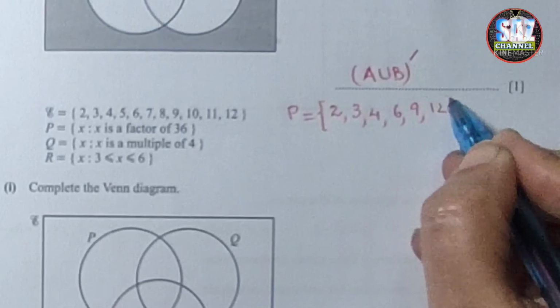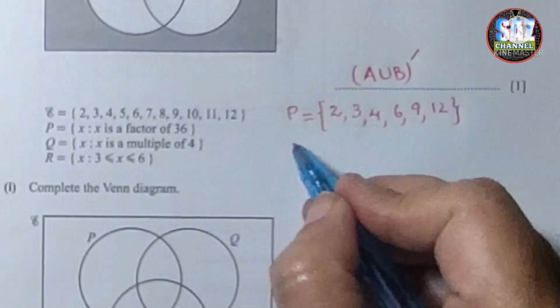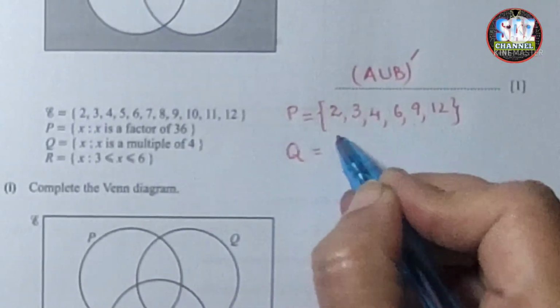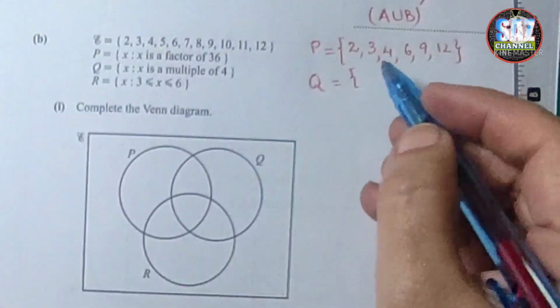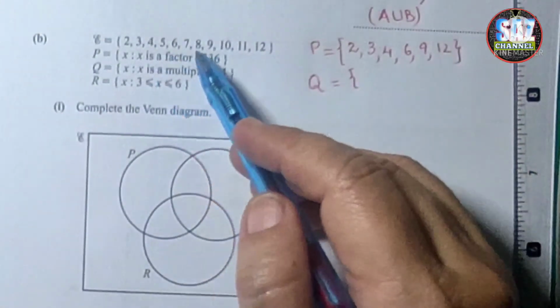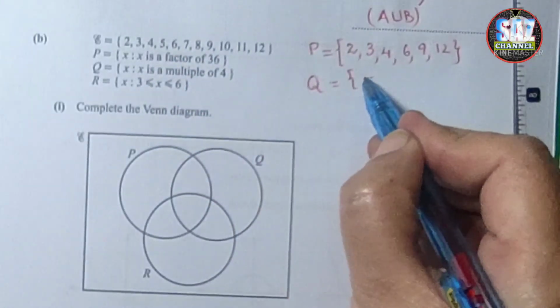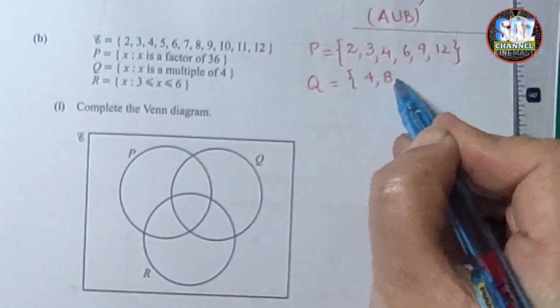P and Q, multiples of 4. Coming to set Q, Q is the multiples of 4. So 4, 8, and 12.